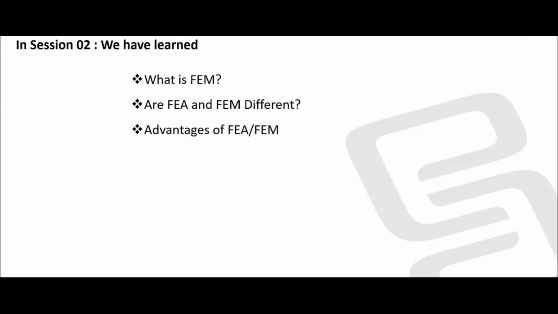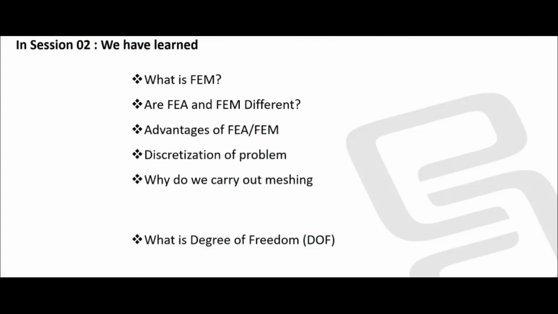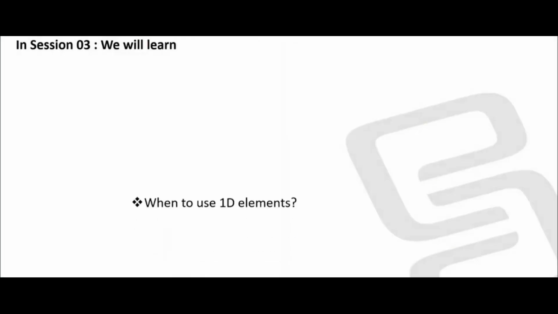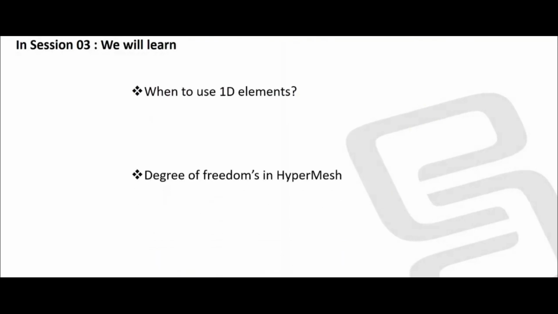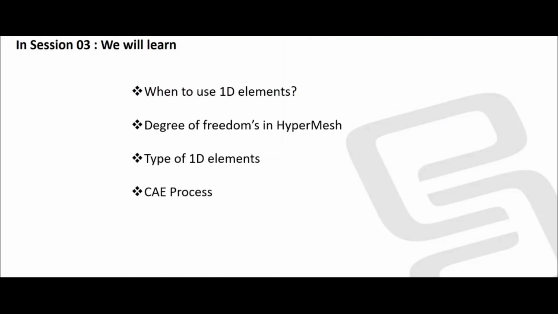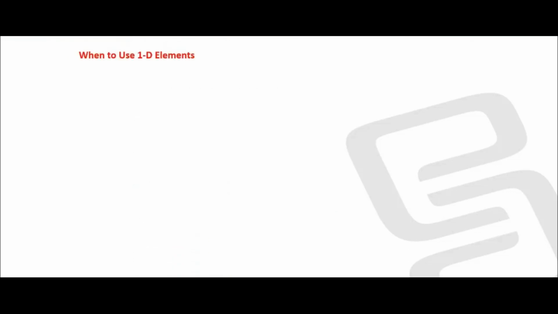have learned what is FEM, are FEA and FEM different, advantages of FEA, FEM, discretization of a problem, why do we carry out meshing, what is degree of freedom, element shape characteristics, and the 10 questions you should be able to answer. In session 3, we will learn when to use 1D elements, degrees of freedom in HyperMesh, types of 1D elements, CAE process, and 1D analysis formula. First, we are going to start with when to use 1D elements.